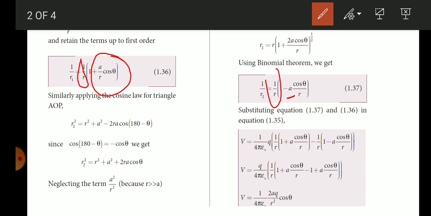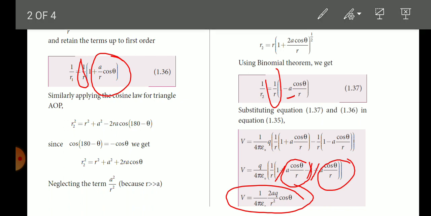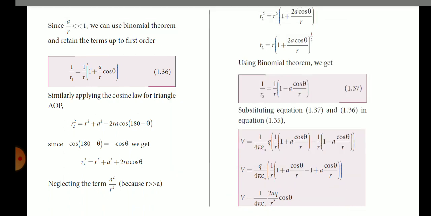Then we can neglect the terms. This plus 1 and minus 1 gets cancelled. Then the final term will be, here it is plus a by r cos theta, again it is plus a by r cos theta. When you add these two, it will become 2a by r cos theta. So the final equation will be V is equal to 1 divided by 4 pi epsilon naught, 2aq by r square into cos theta. This is the total electric potential due to a dipole. This is the total potential due to a dipole.